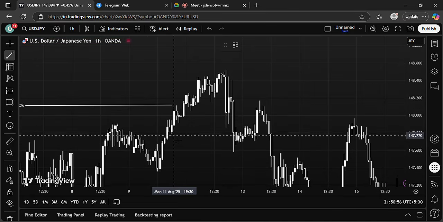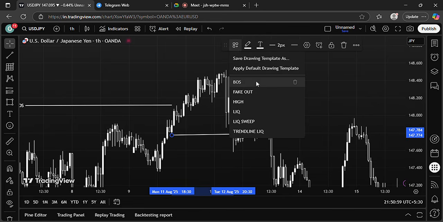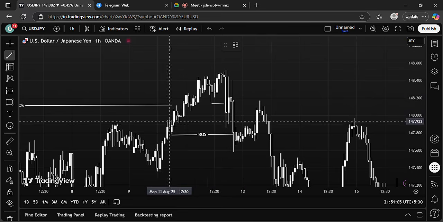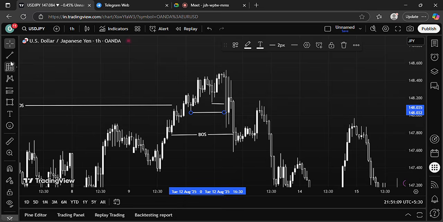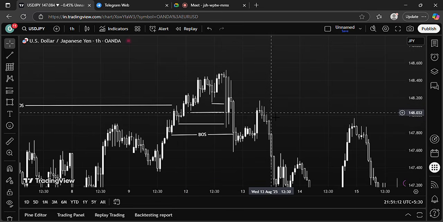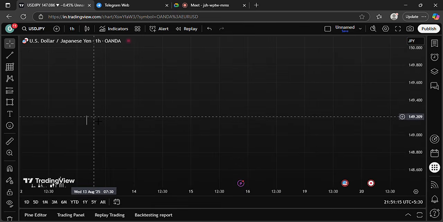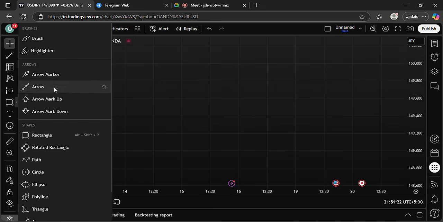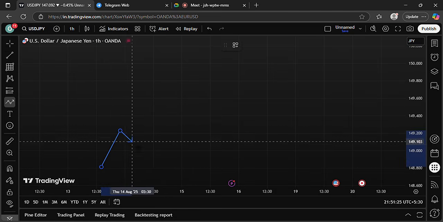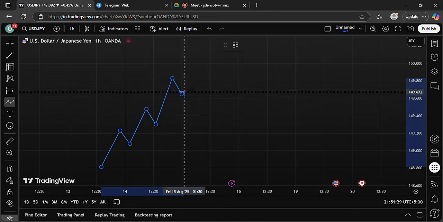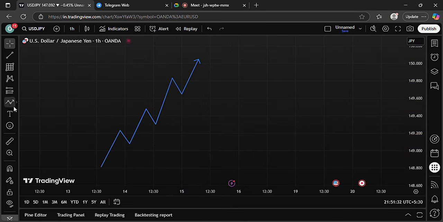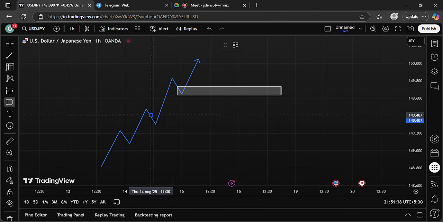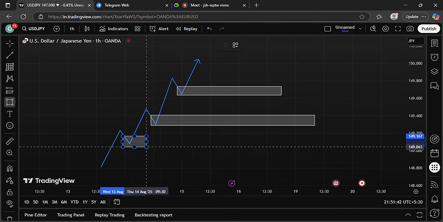Like in 1 hour, we can see a break of structure here. In 15 minutes, you can see a lot of break of structure, one here, another one here. This is for the 15-minute zone. Whenever a demand is broken, like this, if the market is moving up, and there are some rectangles down here. This is our demand zone. This is our demand zone. This is our demand zone.